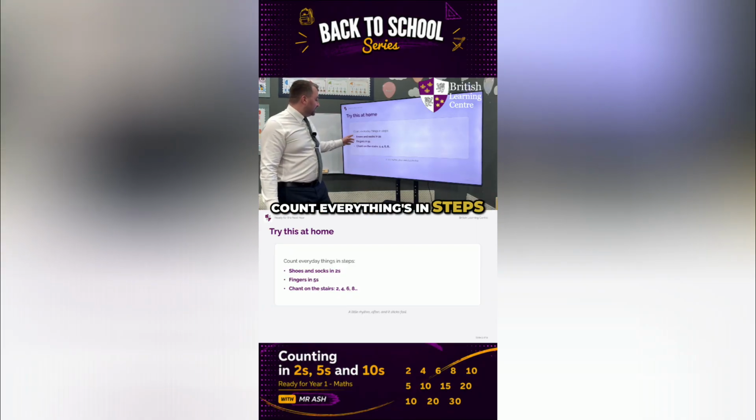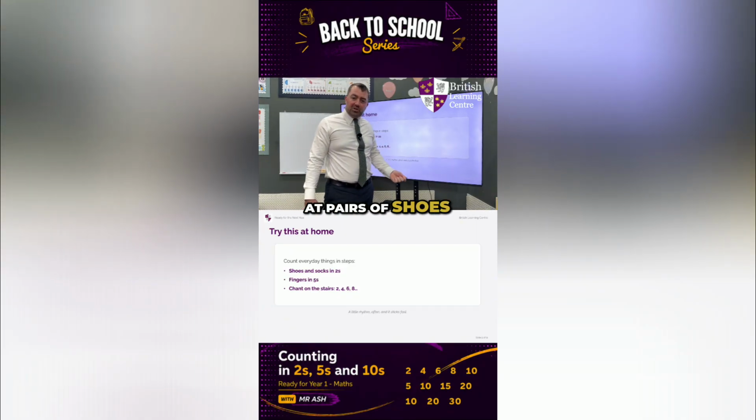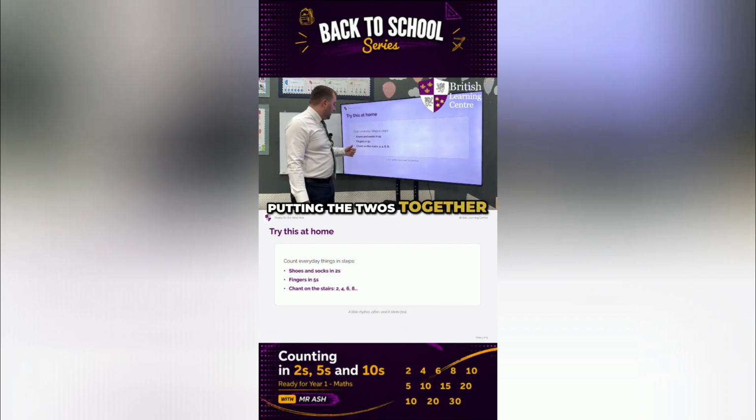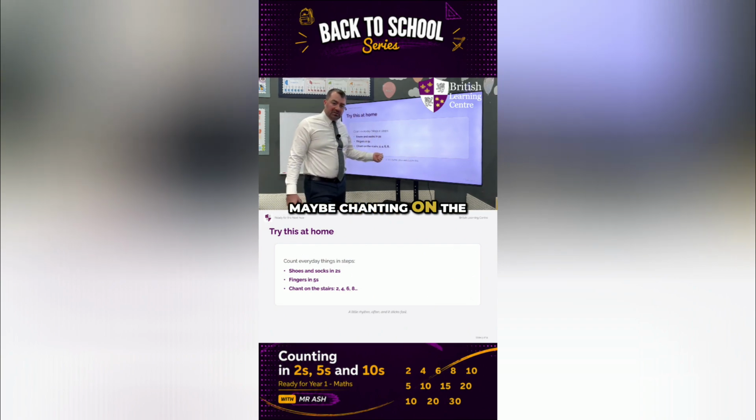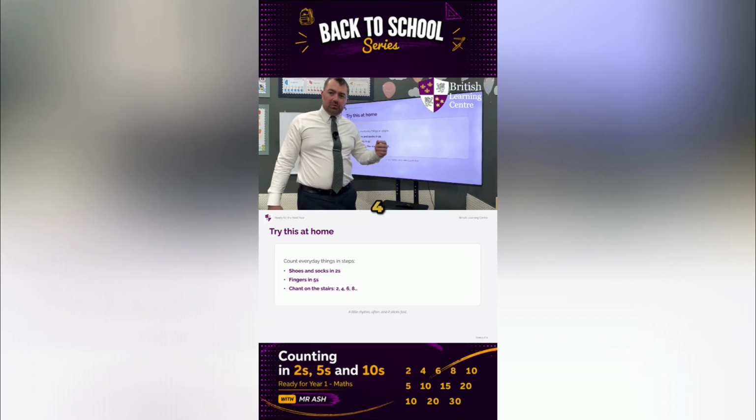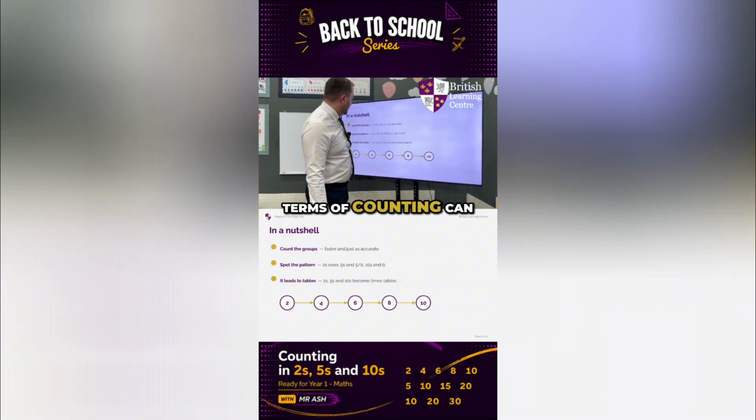Count everything in steps. So at home, you might be looking at pairs of shoes. How many pairs of shoes have we got? Okay, putting the 2s together. Fingers in 5s, maybe chanting on the stairs if you've got stairs at home, 2, 4, 6, 8. Anything at home in terms of counting can be done.